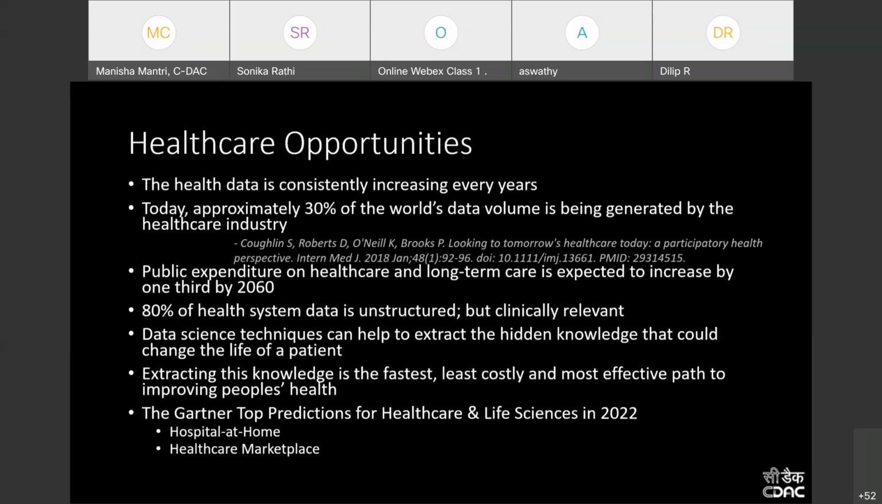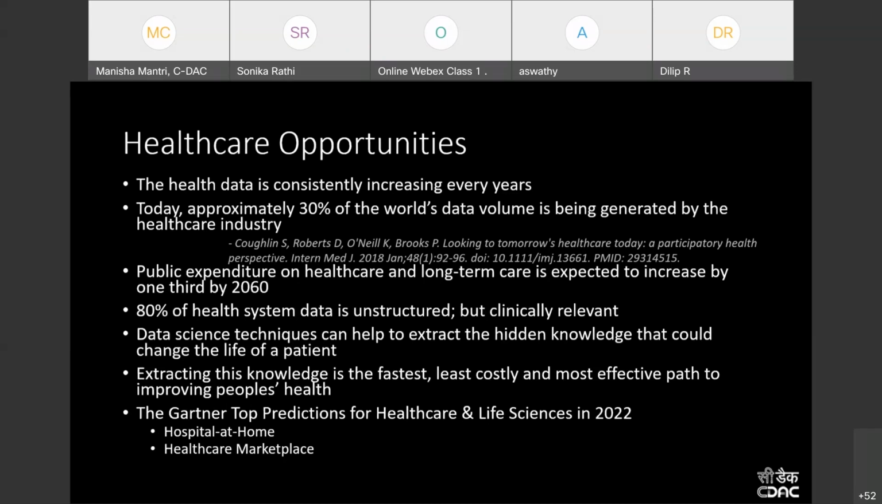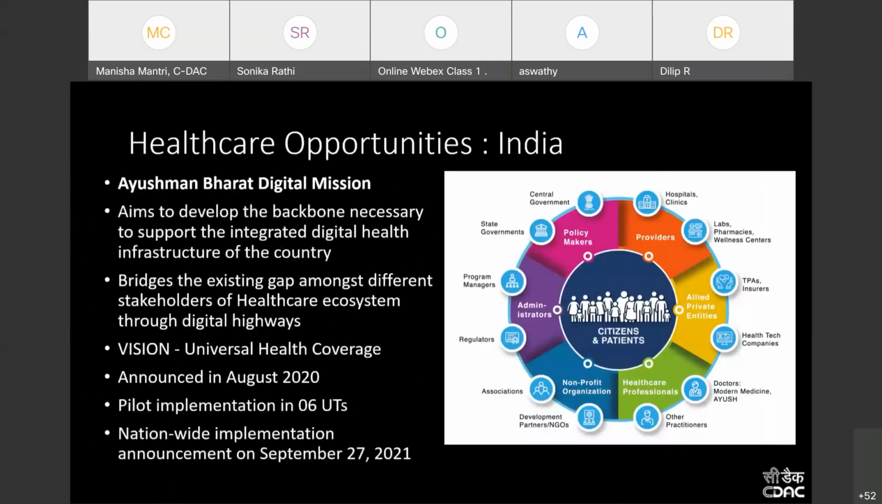And the second topmost prediction is about having a healthcare marketplace where the payers, the consumers, the providers, all of them will be available, and the patient can choose based on the requirement, based on the value proposition. So again, you will have to have the data online to be able to deliver care across different platforms. So yes, there is a healthcare opportunity, a lot of opportunity.